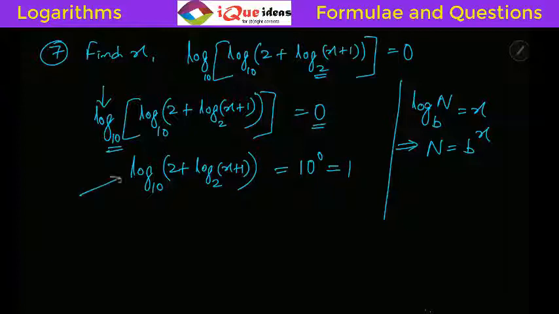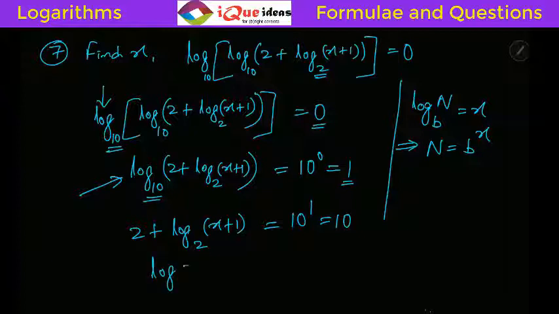Now if I have to remove the second log, now what will happen? This 10 will go to the other side and this 1 will become power. So it is 10 raised to the power 1. And this side it will be 2 plus log of x plus 1 to the base 2. Now 10 raised to 1 is 10. Now this 2 goes to the other side and we get log of x plus 1 to the base 2 is equal to 10 minus 2, that is 8.